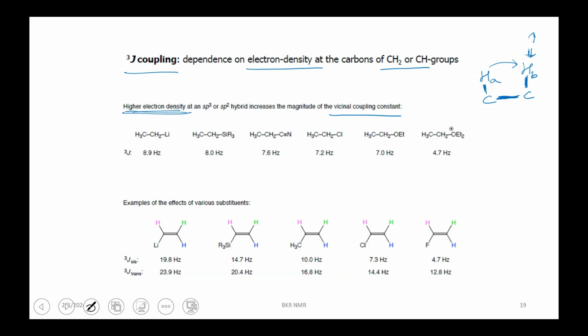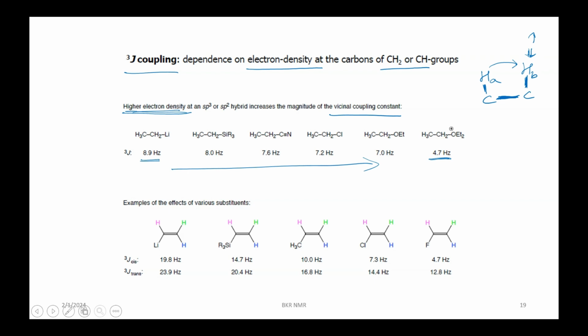So you can see lithium is electron donating, and I have a high coupling constant. And with the OEt2 plus, it is highly electron withdrawing, and I'll have a low coupling constant. So as I move from the left hand side to the right hand side, the electron withdrawing character is increasing, so the coupling constant is decreasing. Now that can be reflected also here.